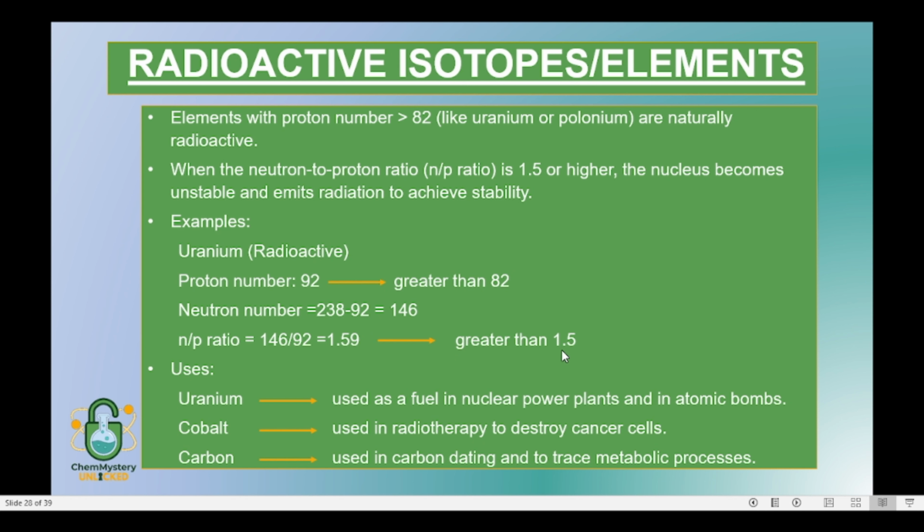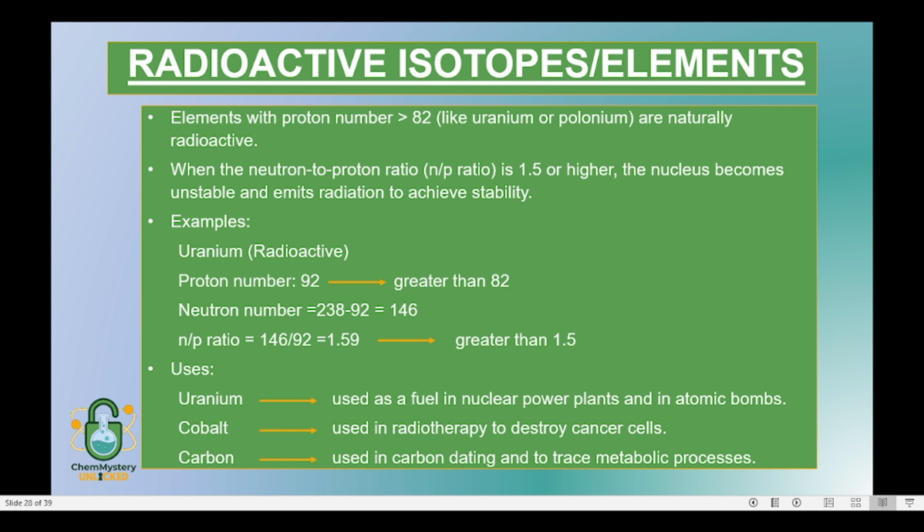Now let's move on to some of the uses. As we can see, uranium is a radioactive element. It is used as a fuel in nuclear power plants and in atomic bombs. Why is this used in nuclear power plants? It is used in nuclear reactors to produce electricity. And it is also used in nuclear weapons because it can undergo fission, releasing a huge amount of energy.